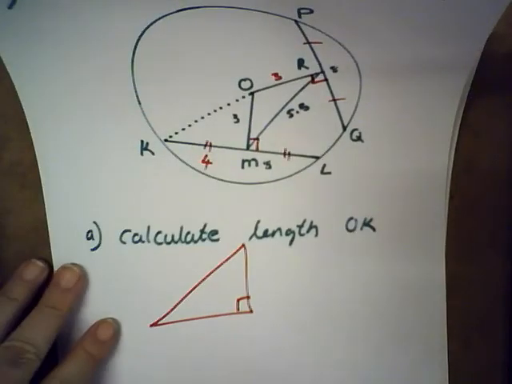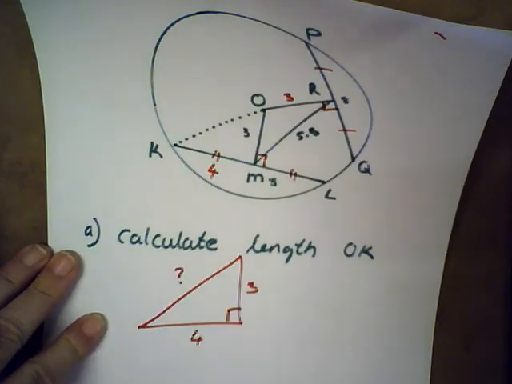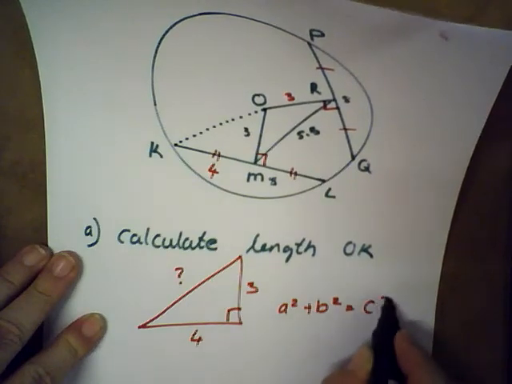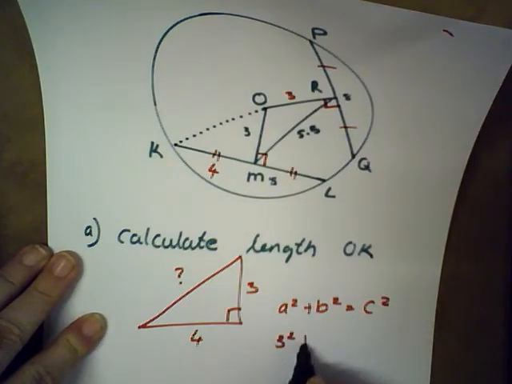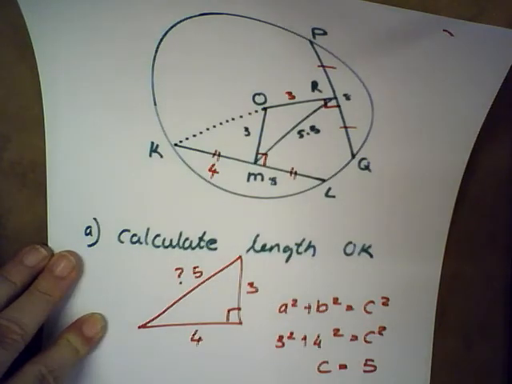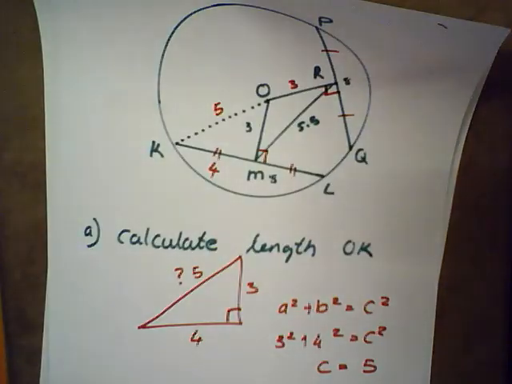Pythagorean identity. That one is 4, that one is 3. We want OK, and we say a squared plus b squared equals c squared. 3 squared plus 4 squared equals c squared, and c must be equal to 5. Okay, substitute that in there. That would be equal to 5.